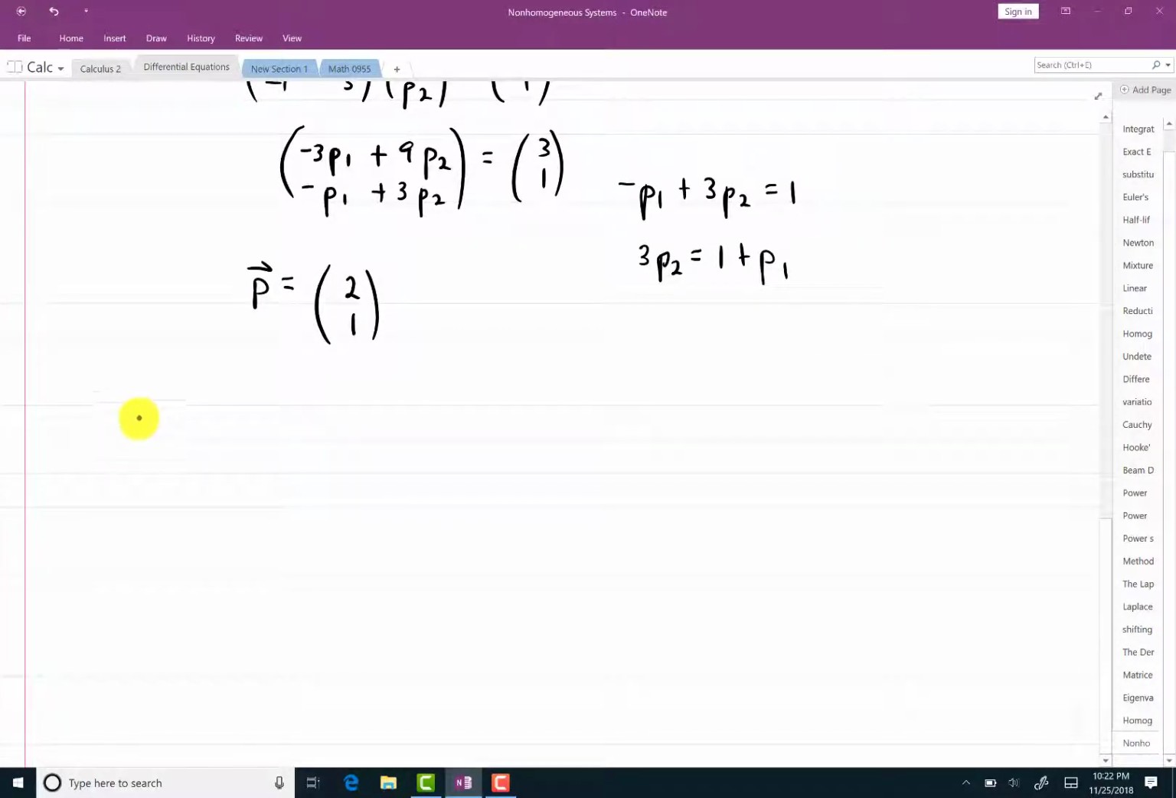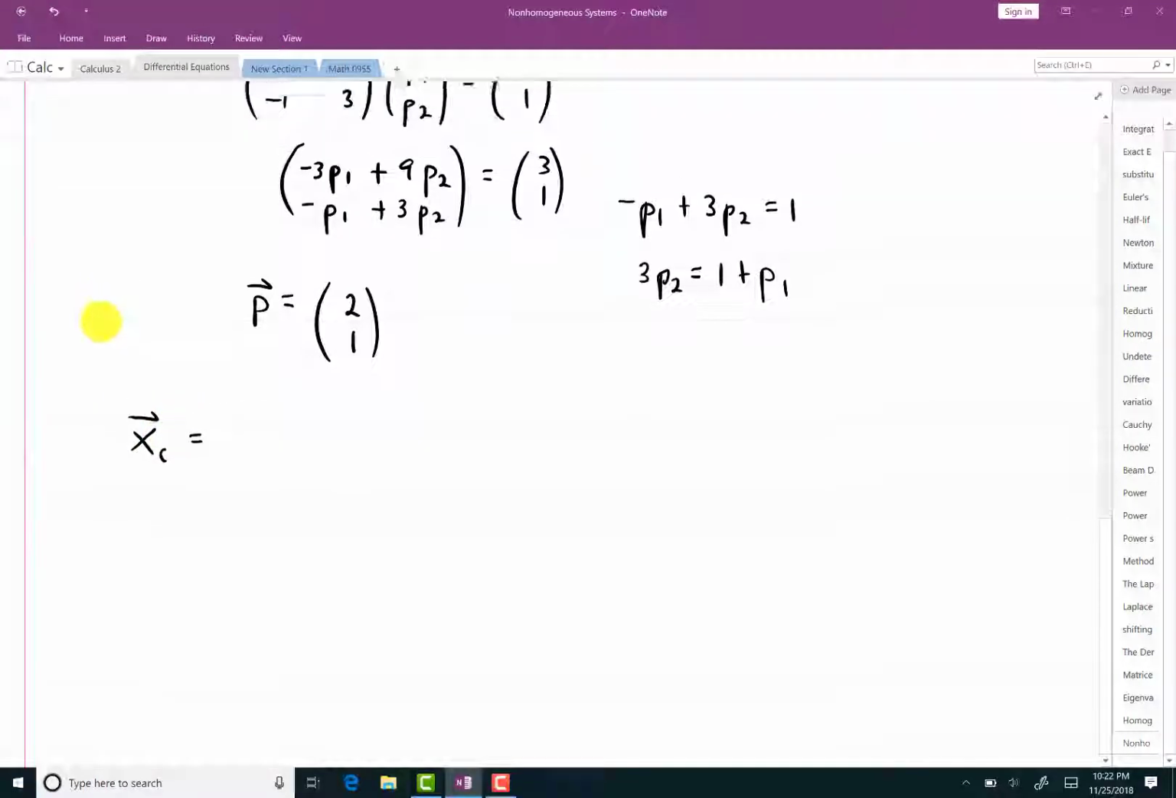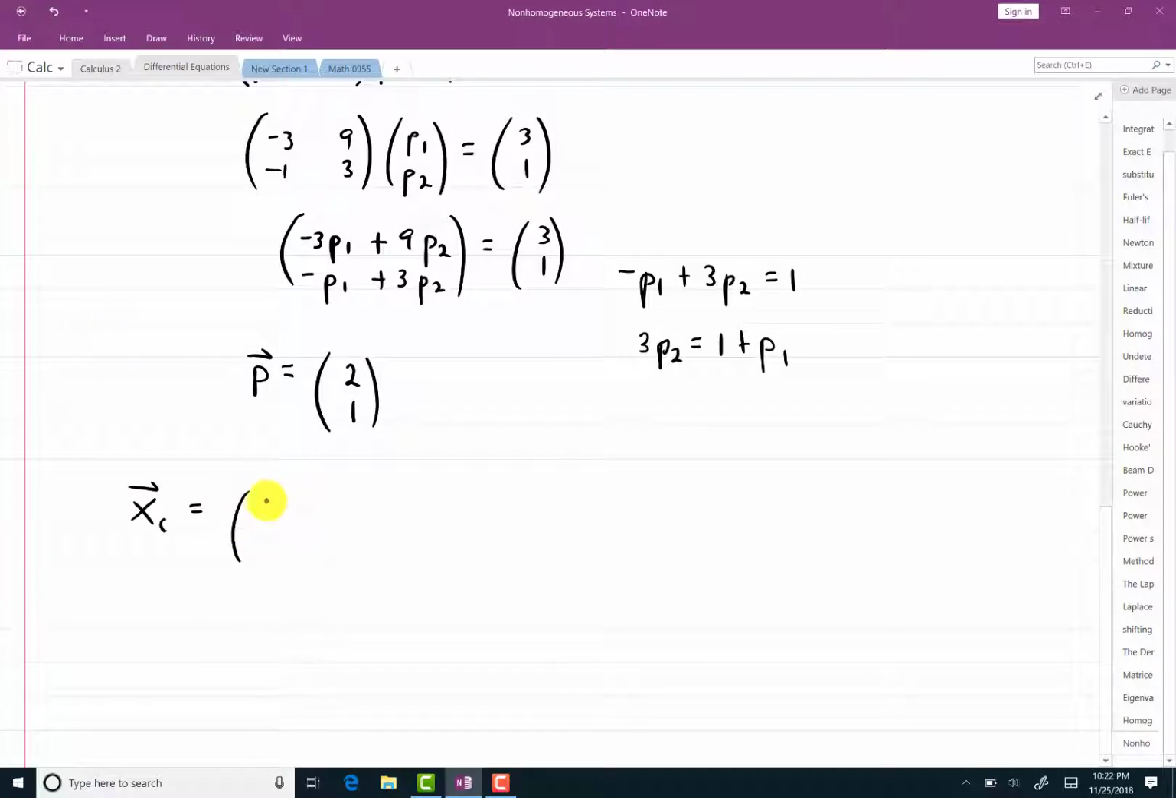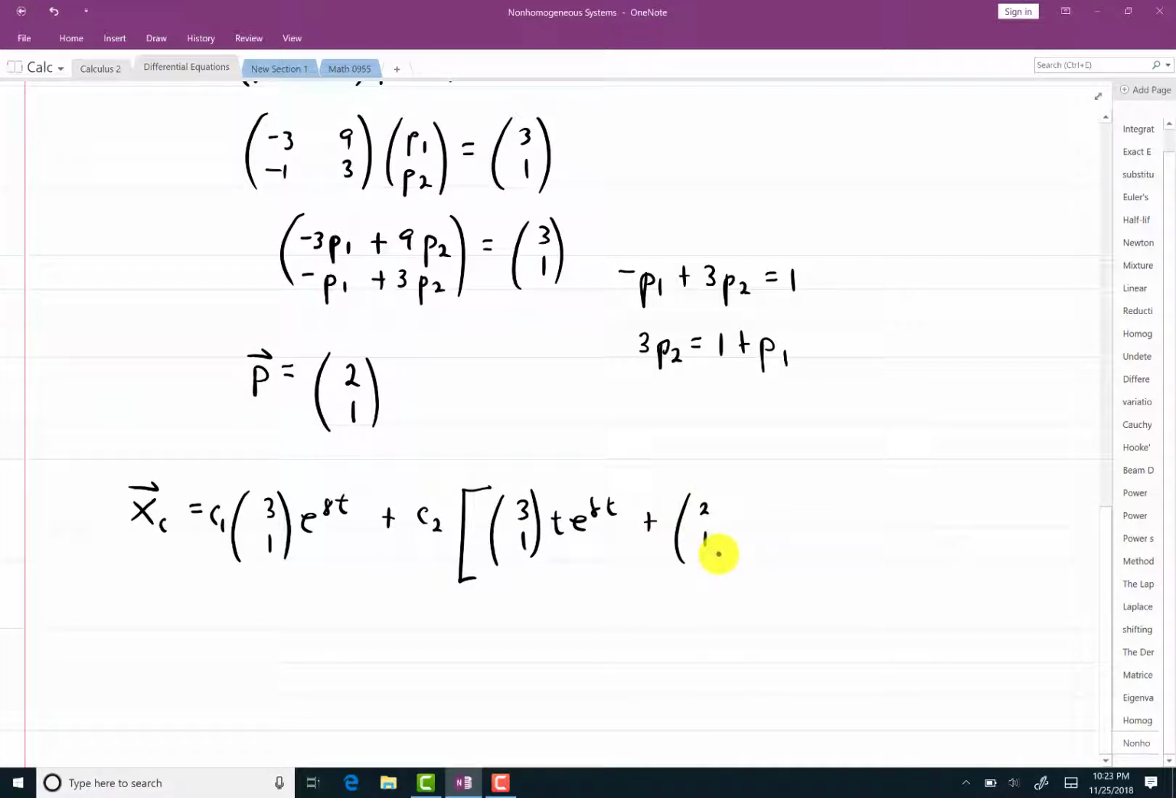And so what I get then, I get my complementary solution. My k1 was 3, 1. That would be attached to e to the 8t. That's my lambda. Put a c1 in front of it. Then c2. Remember how this second one works. We take our k again. We have t e to the 8t plus then just 2, 1 e to the 8t. So that would be our complementary solution.